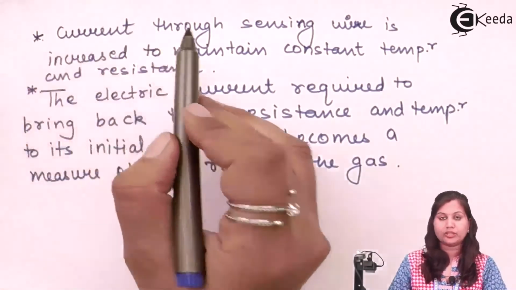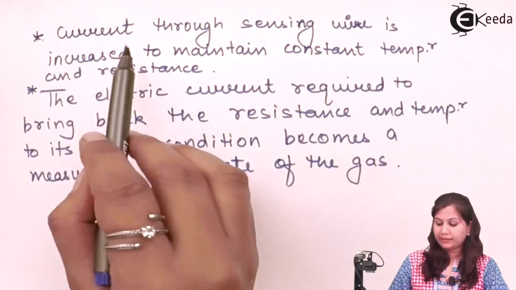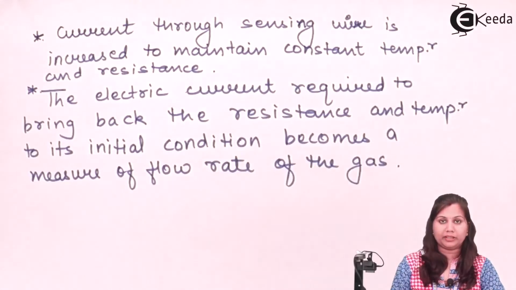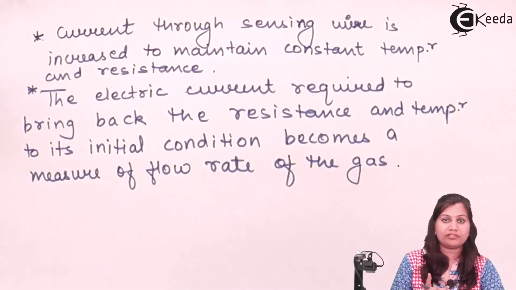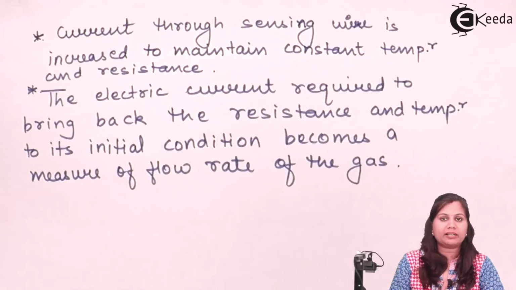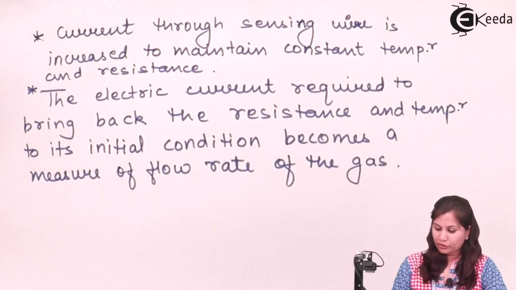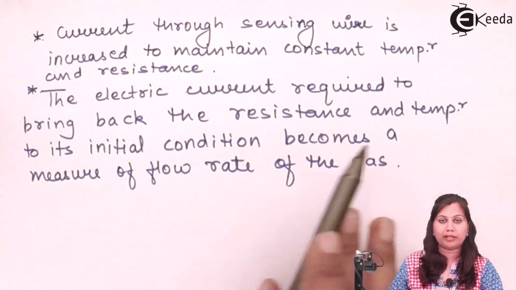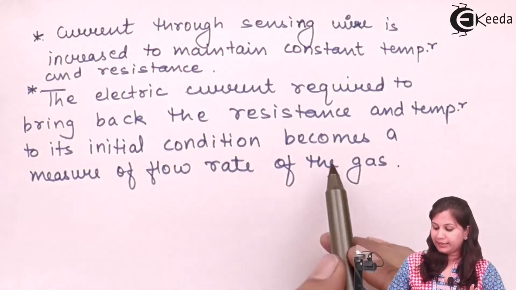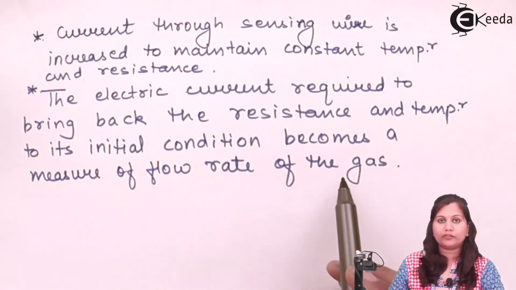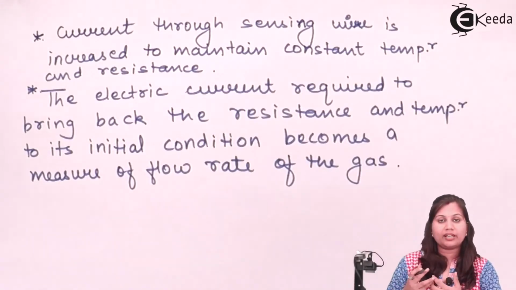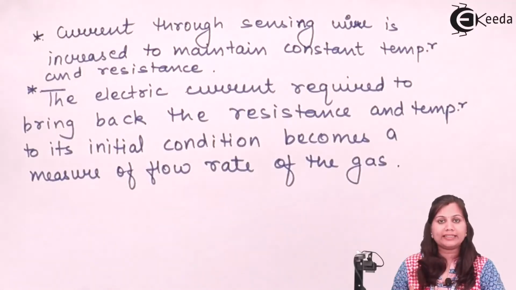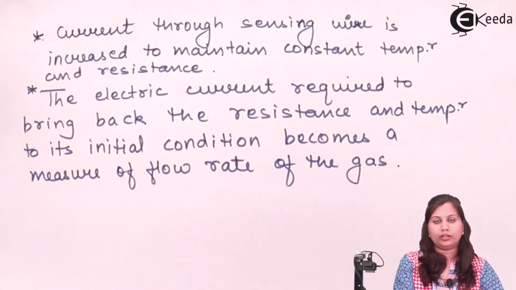So the current through the sensing wire is increased, and this increase in current is measured by the voltmeter, because when we are increasing the current, voltage is also changing, and the voltmeter can measure the changes in the voltage. So the electric current which is required to bring back the resistance and temperature to its initial conditions is a measure of the flow rate of the gas. So the readings which we are getting from the voltmeter can be calibrated to directly give us the readings of the fluid flow.